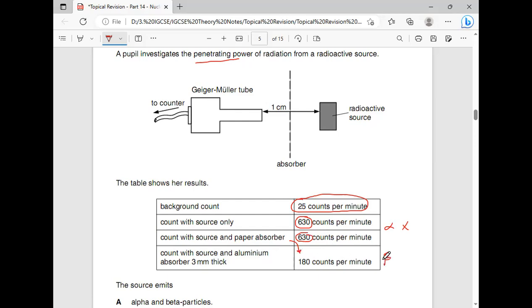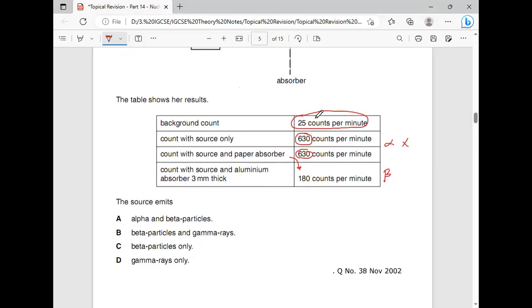But now you can see the reading is still not equal to the background radiation. Still there is too much difference. So it means along with beta, what kind of radiation will exist? Gamma. So which option is now correct? Since alpha, no. Beta not only, gamma not only. So beta particles and gamma rays is the correct option. So option B is the correct answer.